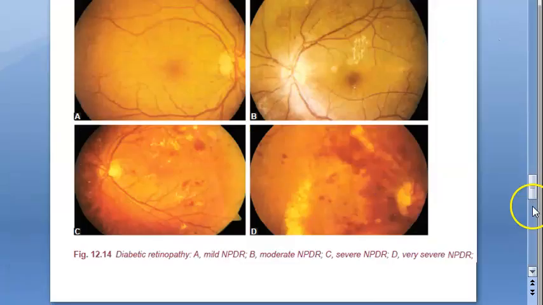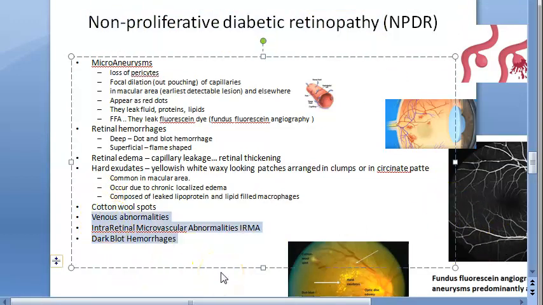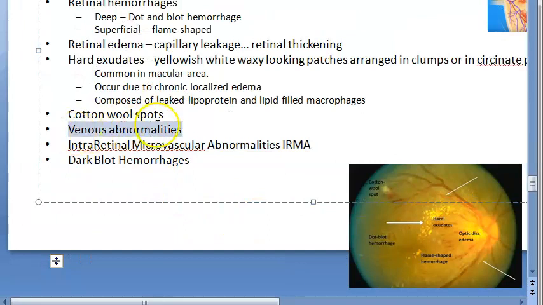Now, we are continuing, these are the photos from the textbook, guys. So diabetic retinopathy: this is mild NPDR, moderate NPDR, that is non-proliferative diabetic retinopathy, severe and very severe non-proliferative diabetic retinopathy. Guys, in non-proliferative diabetic retinopathy, some more features are there. Those are venous abnormalities, intraretinal microvascular abnormalities, that is IRMA, and dark blot hemorrhages. Let us look at these also. What are venous abnormalities? So wherever there is capillary non-perfusion, right, there is no blood supply, adjacent to that area you will see venous abnormalities like beading, looping, and dilatation.